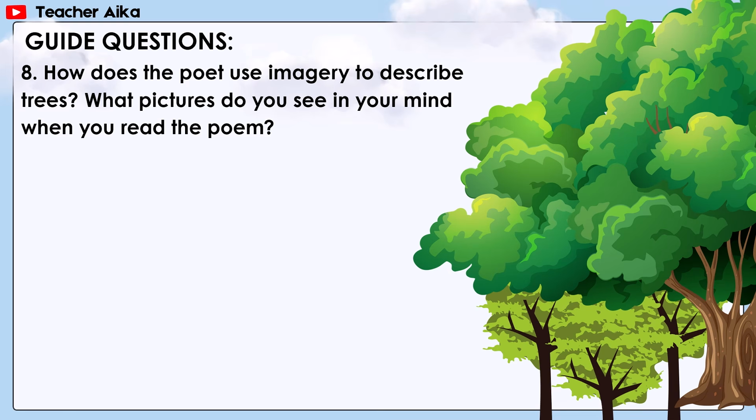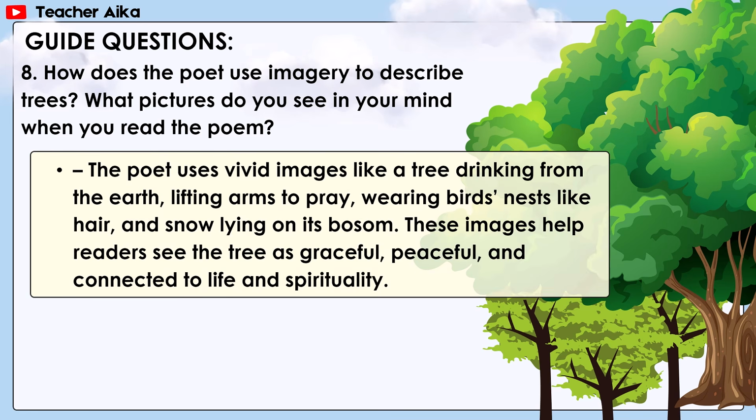8. How does the poet use imagery to describe trees? What pictures do you see in your mind when you read the poem? Answer. The poet uses vivid images like a tree drinking from the earth, lifting arms to pray, wearing bird's nests like hair, and snow lying on its bosom. These images help readers see the tree as graceful, peaceful, and connected to life and spirituality.